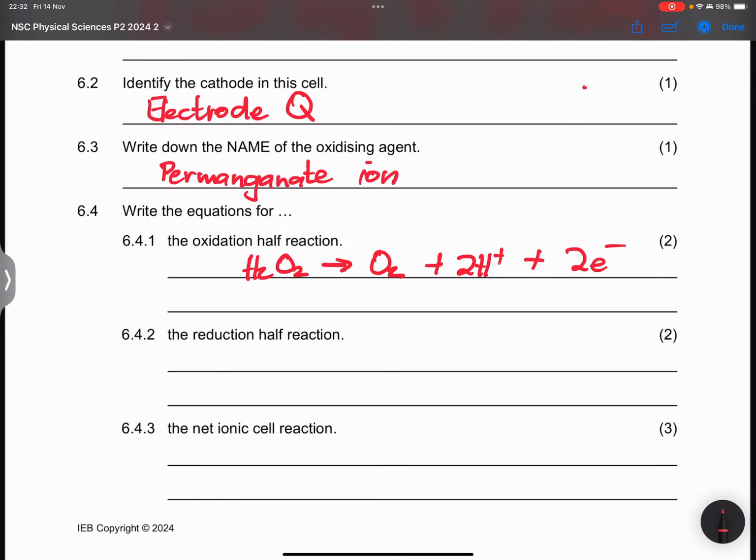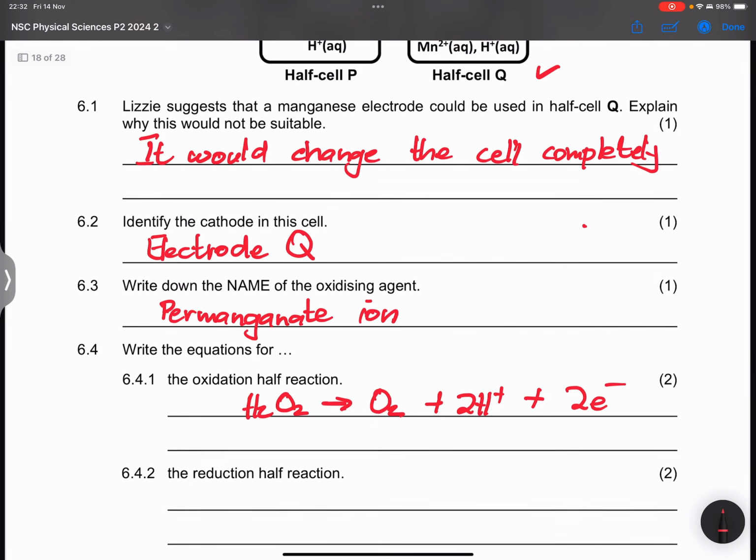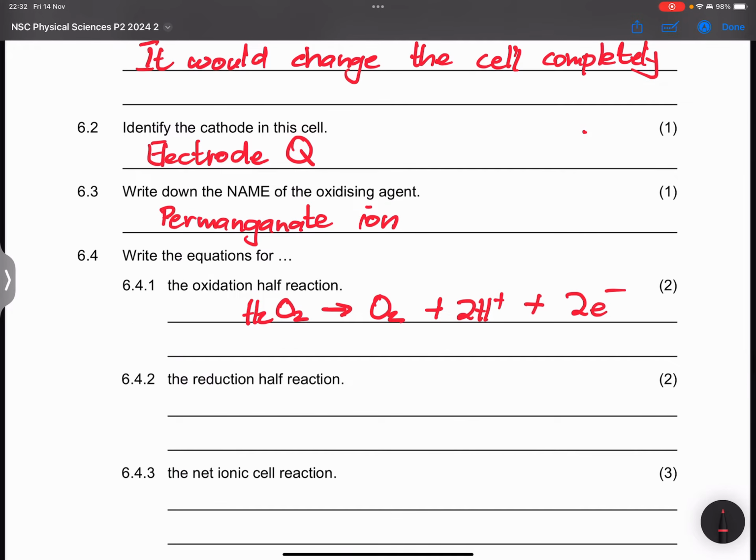And then they say the reduction half reaction, that makes it easier. We said that one just remains exactly as is. So you're going to have MnO4 minus plus 8H plus plus 5 electrons, which gives us Mn2 plus plus 4H2O.